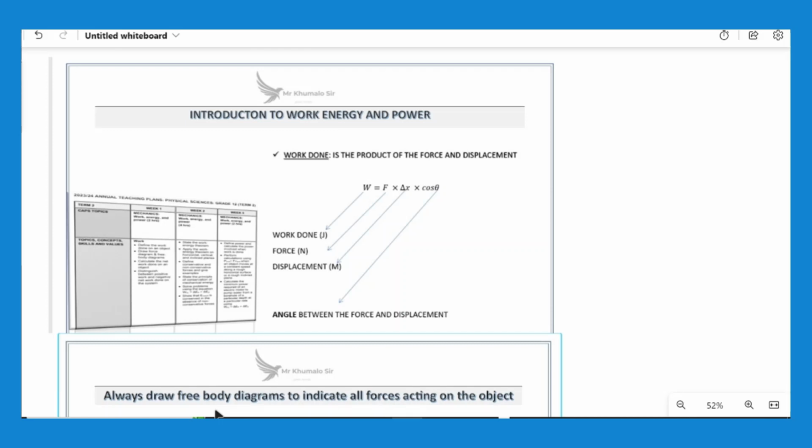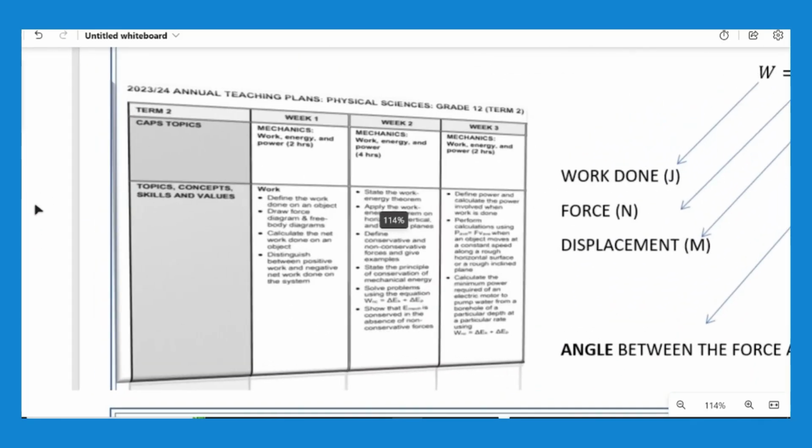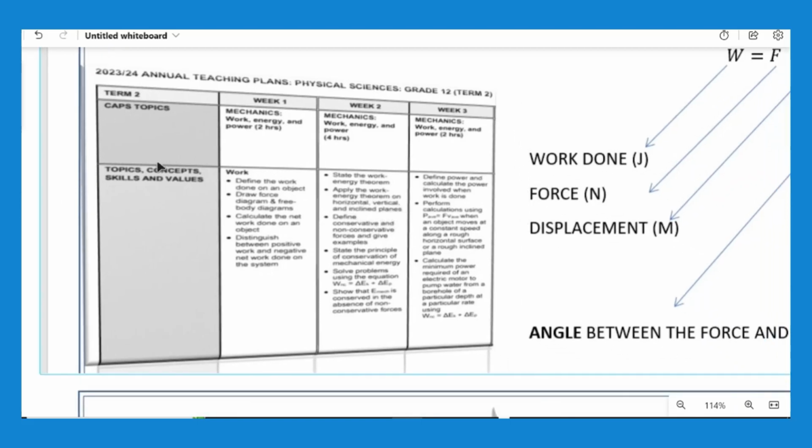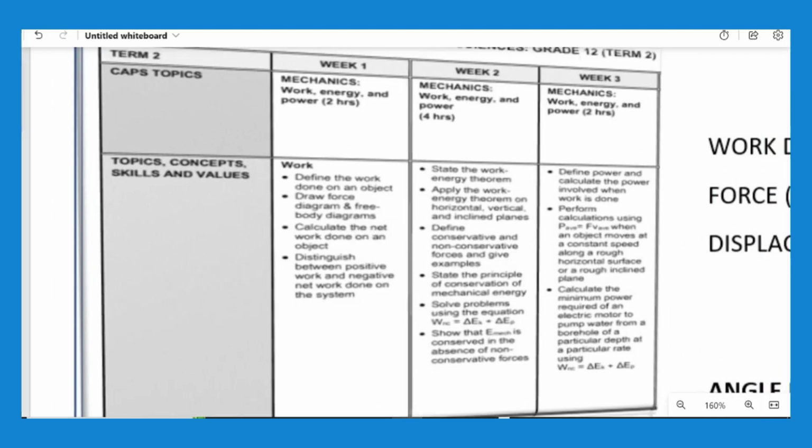In this video, I'm going to do the introduction to work, energy and power. My videos will be addressing the bullets from the ATP. This is the ATP. So today's video is going to address bullet number 1 and bullet number 2. Bullet number 1 from the ATP says define the work done on an object, and bullet number 2 says draw force diagrams and free body diagrams. So today's video is going to address the free body diagram issue.